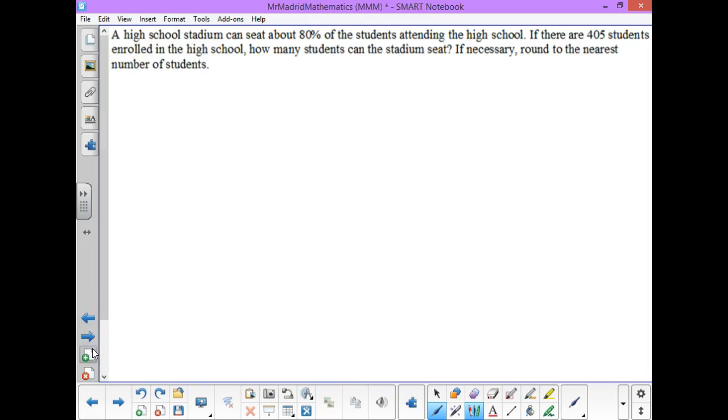All right, moving on. Let's look at this problem. A high school stadium can seat about 80% of the students attending the high school. If there are 405 students enrolled in the high school, how many students can the stadium seat? If necessary, round to the nearest number of students. Alright, let's see here. Round to the nearest number of students.